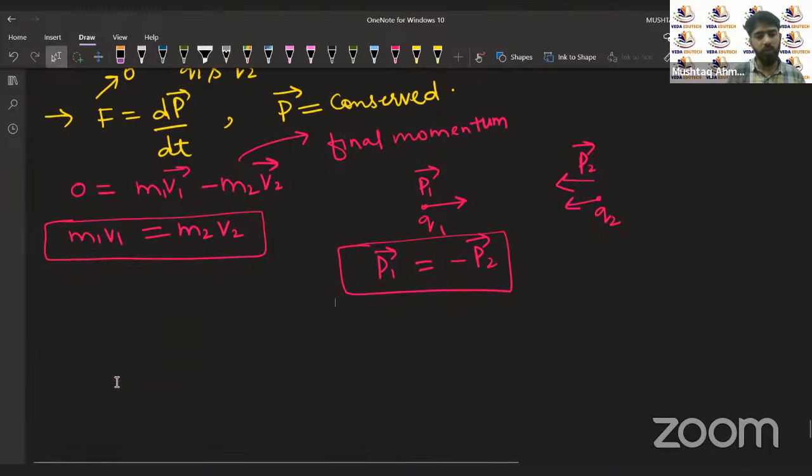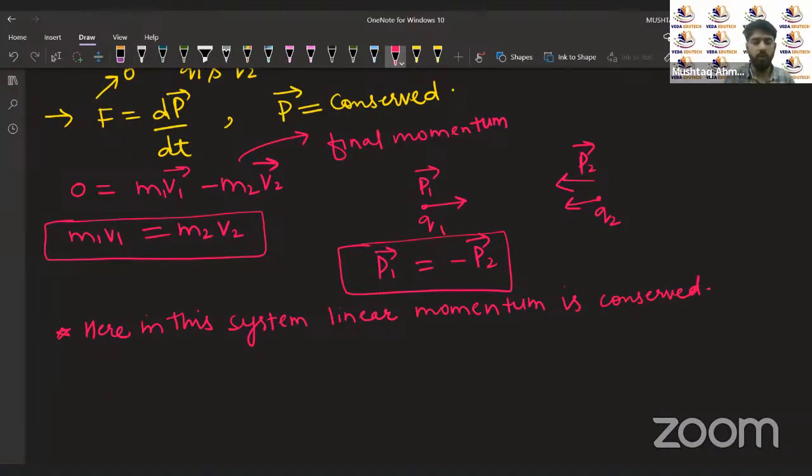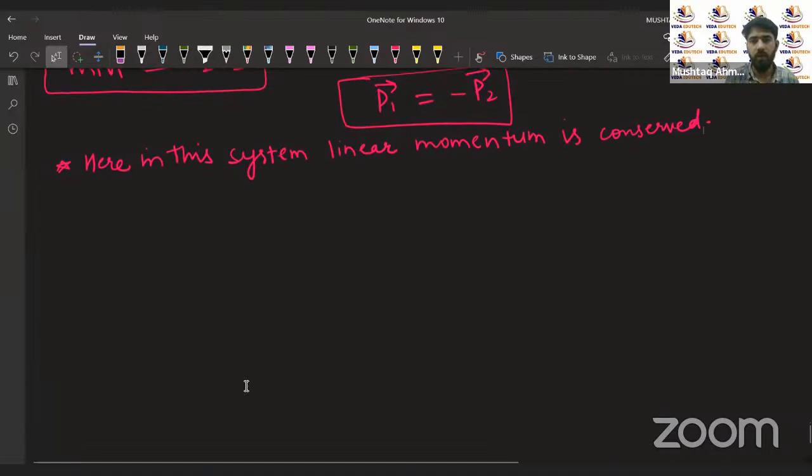Or we can conclude that here in this system, linear momentum is conserved. Now let's talk about another point.